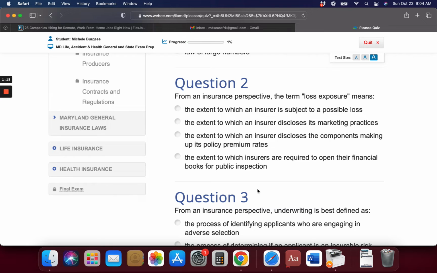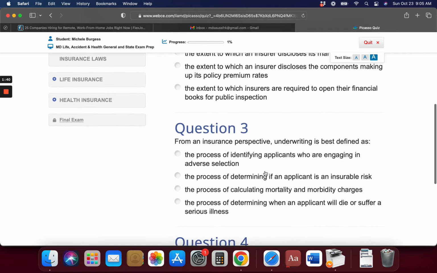Now, I'm assuming these questions are going to be like the questions they have on the insurance exam in your state. As you can see up here, I'm studying for Maryland, but I will also be working in Florida eventually. Just kind of guessing on these.